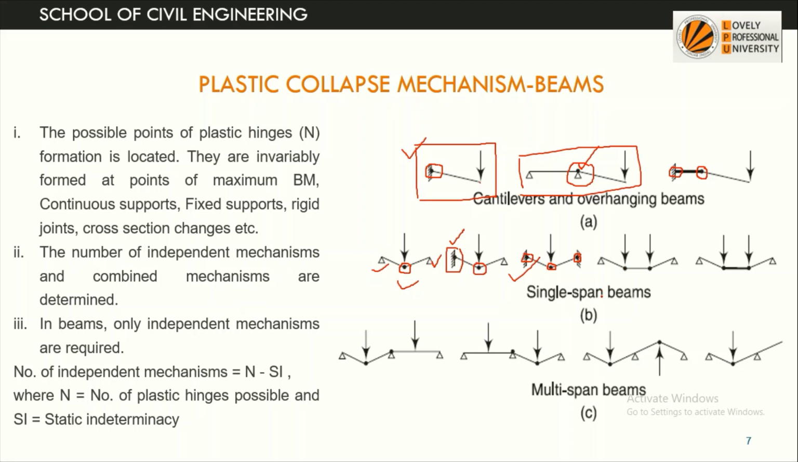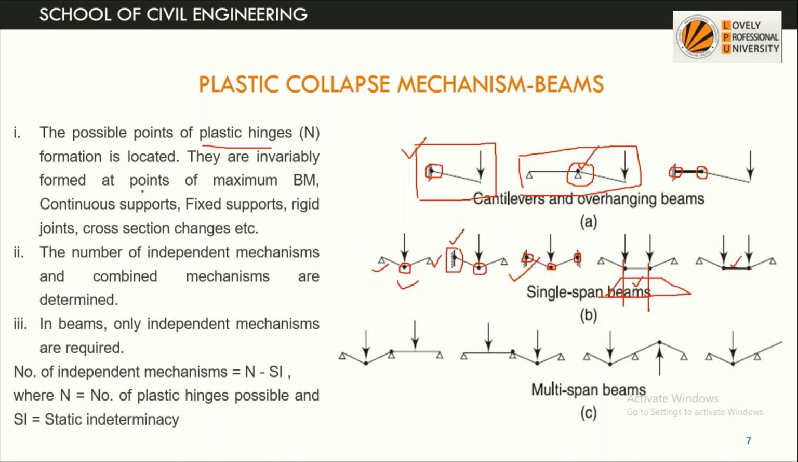Suppose this is a simply supported beam with 2 point loads. The bending moment diagram will be like this. The maximum bending moment is here. Under both the loads we'll consider the possible location of plastic hinge and then we'll try to find the value. And here the cross section is changing. Whenever the cross section is changing, we'll consider it a possible position of a plastic hinge.